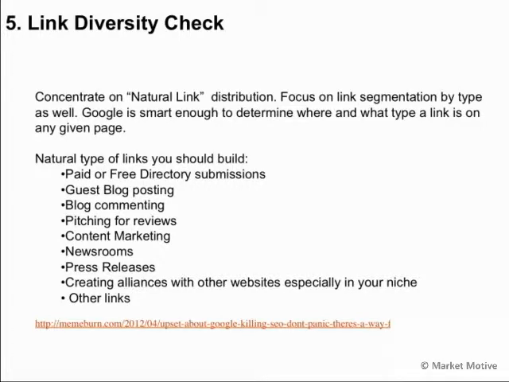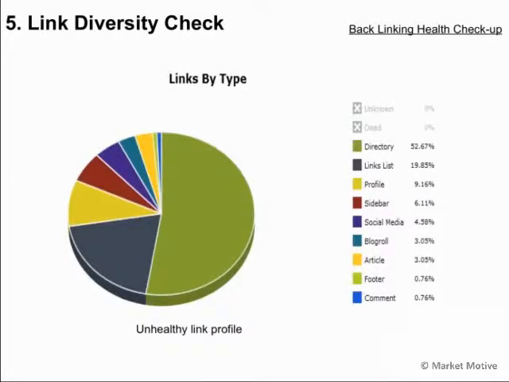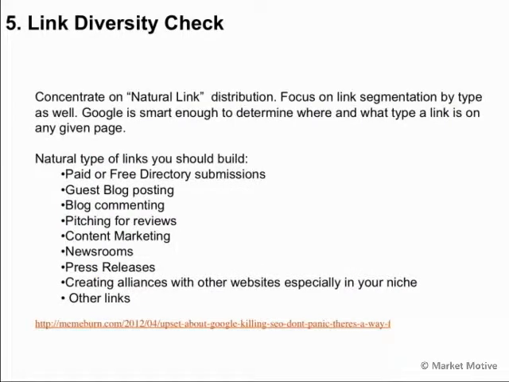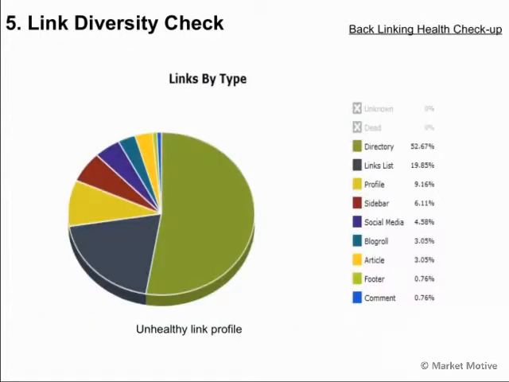So you have to concentrate on this natural link distribution, not getting more of any single type of link. What does that look like? Well, Google can figure this out. If you have 50% directory links, and these images here are courtesy of Meme Burn, or if you have all directory links or all a certain type of links, they're going to see this, and this is going to be an unhealthy link profile that's out of balance.